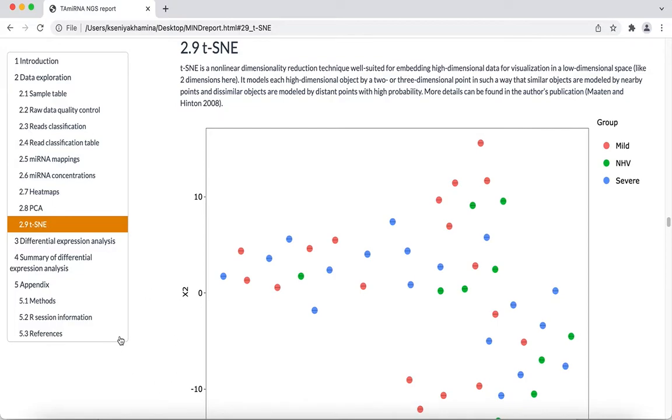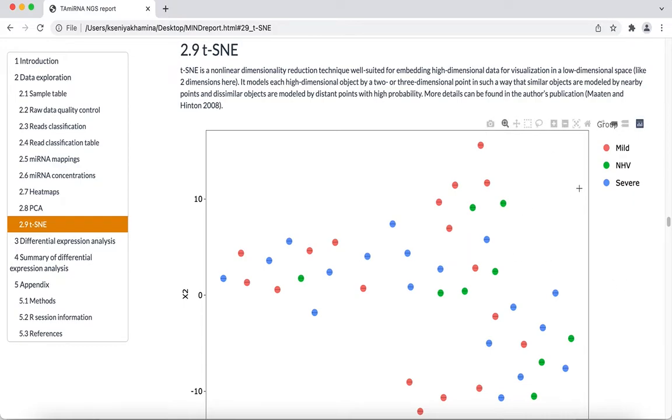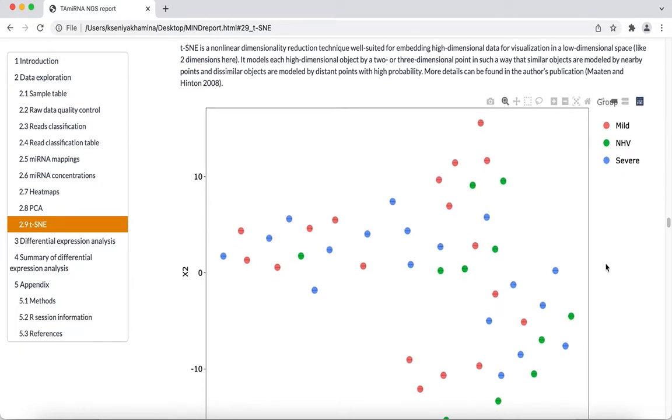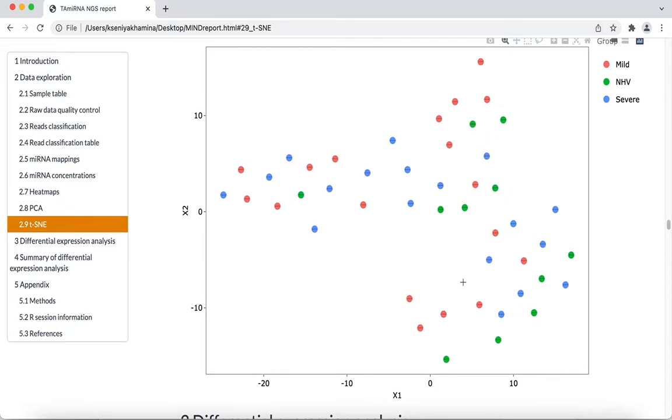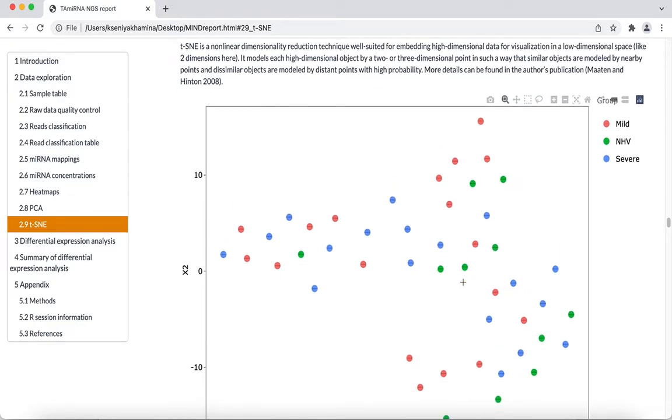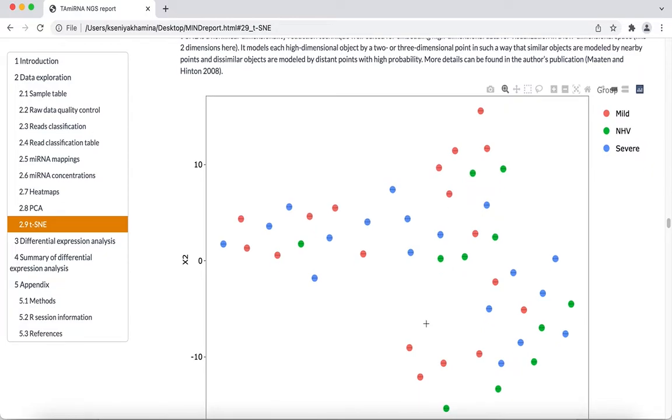2.9 t-SNE plot. t-SNE is a nonlinear dimensionality reduction technique that is well suited for embedding high-dimensional data for visualization in a low-dimensional space. For example, here we have a 2-dimensional space. It models each high-dimensional object by 2 or 3-dimensional points in such a way that similar objects are modeled by nearby points and dissimilar objects are modeled by distant points with high probability.